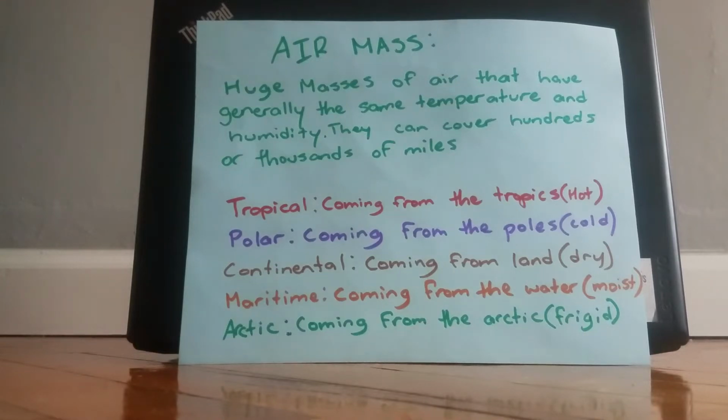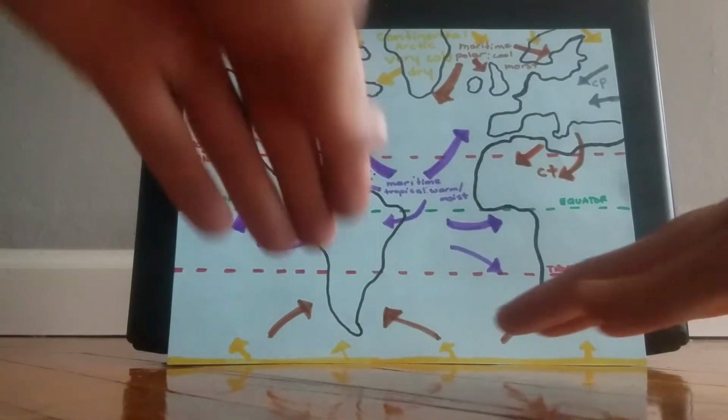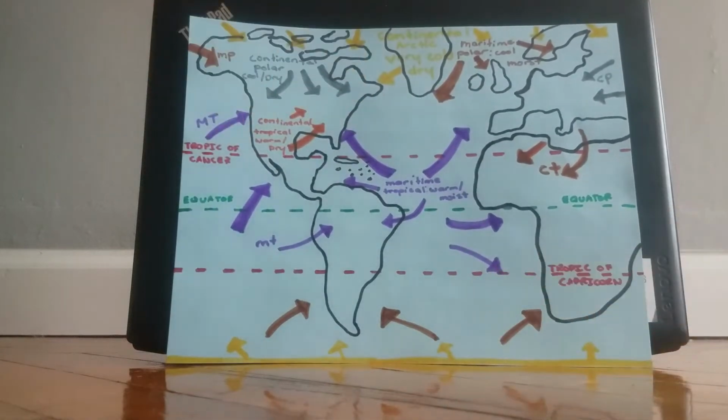There's a 5th one, and you could actually add a 6th one if you want. There's arctic. This is air masses that are coming from the very high poles, the North and the South Pole, above the Arctic Circle, and they're very, very cold. They can be maritime or continental as well. So on the planet, this is how it looks. You have a mixture of every one that I just said.